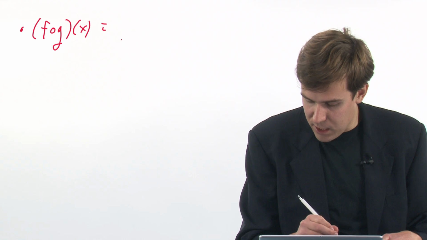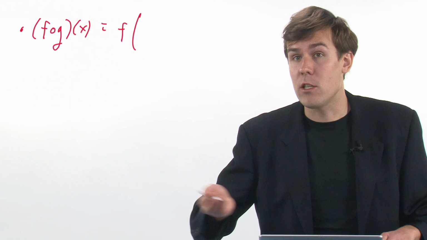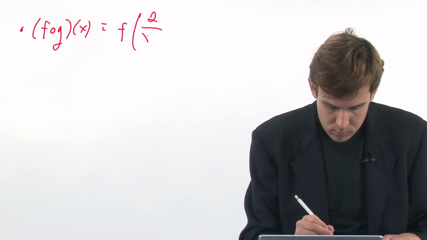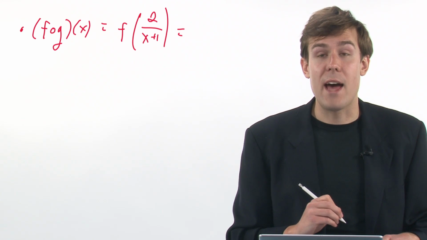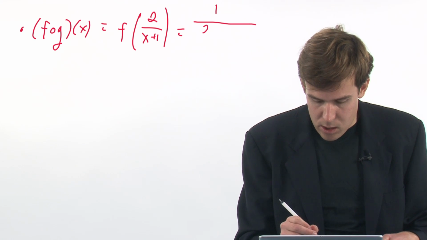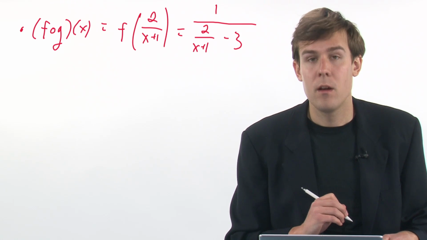And let's have some fun here. Let's look at the compositions. f composed with g of x, with this open circle to denote composition. This is equal to f of, well, what's the rule for g of x? x goes to 2 over x plus 1. So I get this, and now I plug that into the formula for f. So 1 divided by 2 over x plus 1 minus 3.